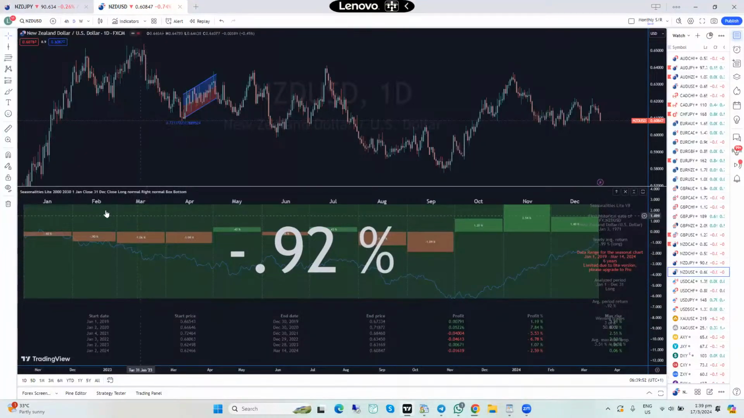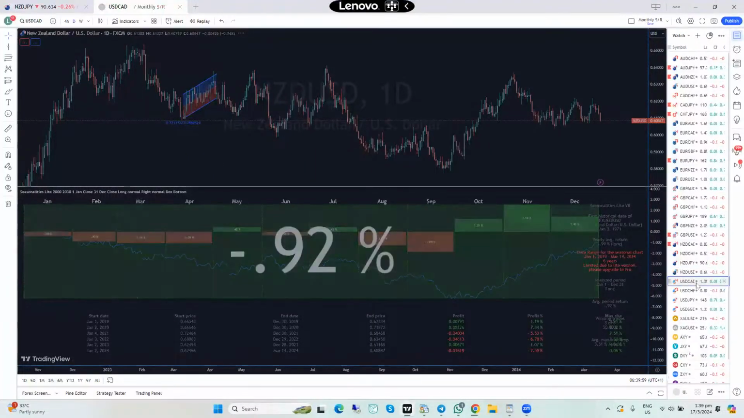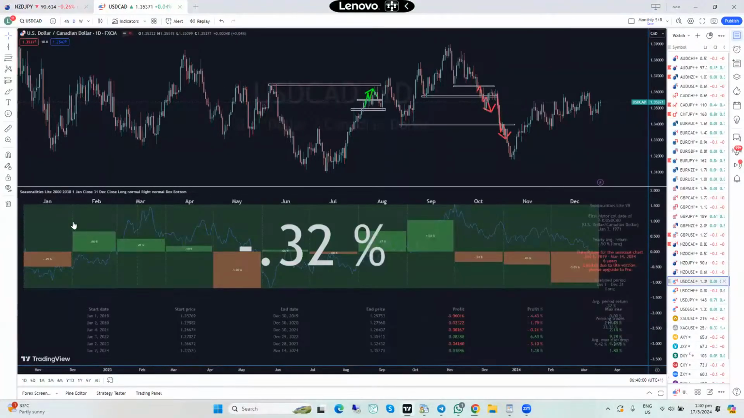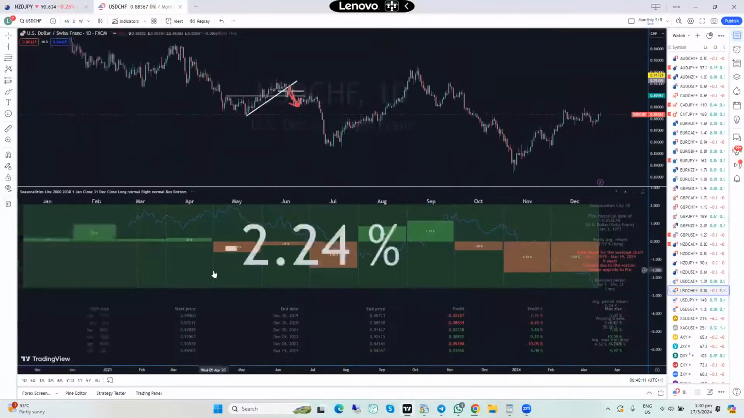Kiwi dollar, the bearish trend started in Jan, not interested anymore. Dollar CAD, we are really maybe at the end of it already. Again, not interested. I think next time I'm looking at it, possibly will be October. Dollar Swiss, rather trade in January or October. Definitely not now. Pretty flat in March.